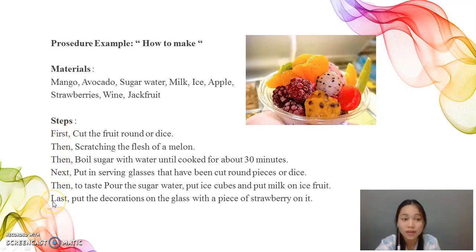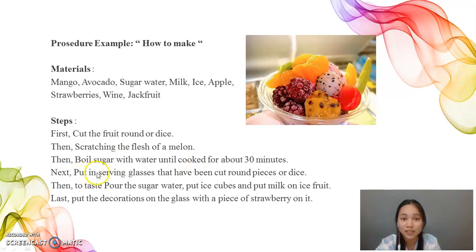These use adverbials, or temporal conjunctions, and these are cut, scratch, boil, put. This is an example of the use of command or imperative sentences. It's the same as adverbs too. So the steps are: first, cut the fruit into dice, then scrape the flesh of a melon, then boil sugar with water until cooked for about 30 minutes.